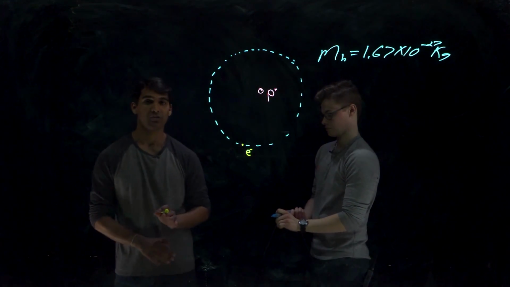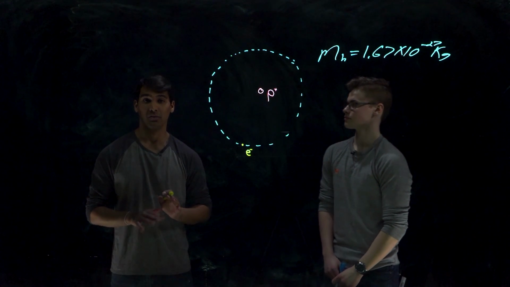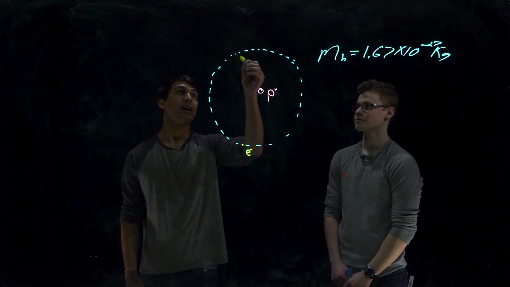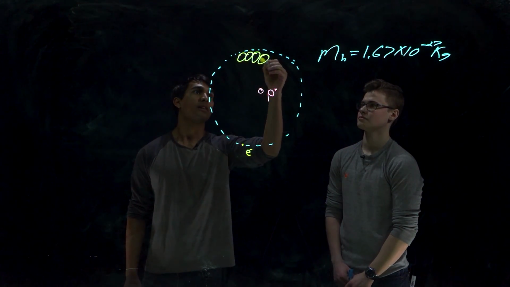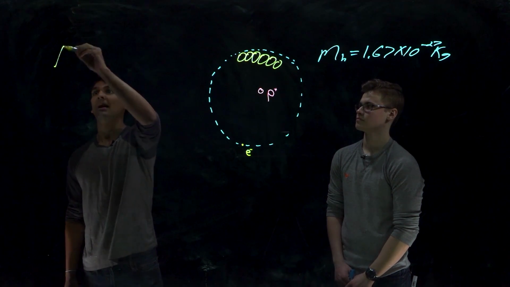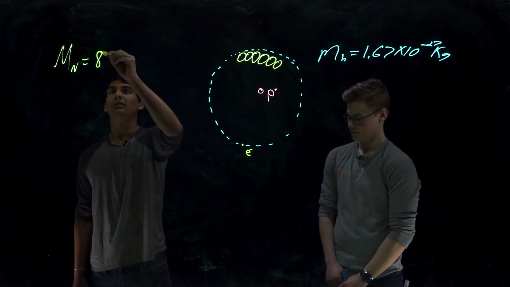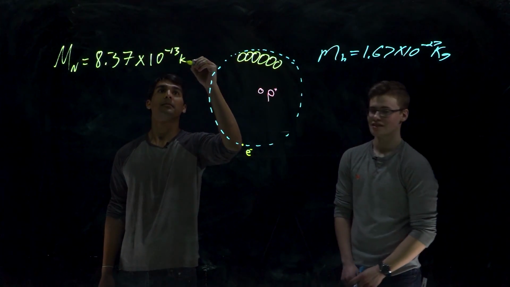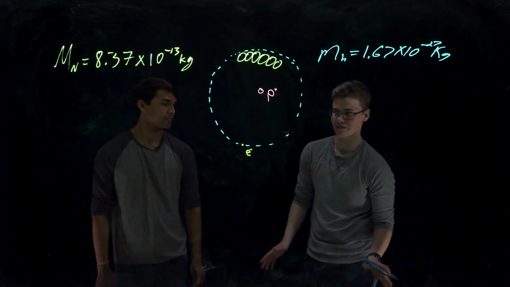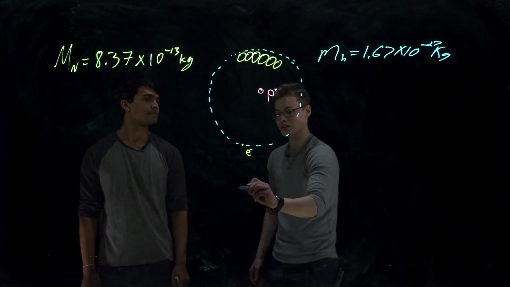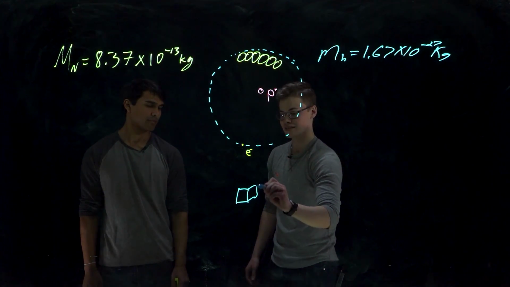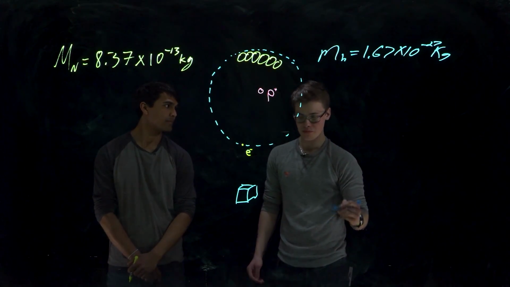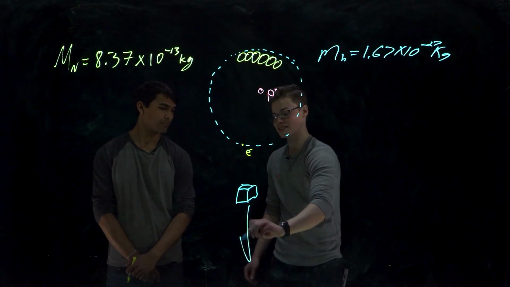Compare that to neutronium, which is the highly dense material that makes up a neutron star. There's almost no space in between the neutrons in neutronium. So if we had neutronium occupying the same space as a hydrogen atom, it would contain a mass of approximately 8.37 times 10 to the negative 13 kilograms. This is 100 trillion times heavier than that of a hydrogen atom. And if you just had 1 cubic centimeter of neutronium, it would in fact have a mass of about 1 billion tons. This would just fall straight to the center of the Earth.